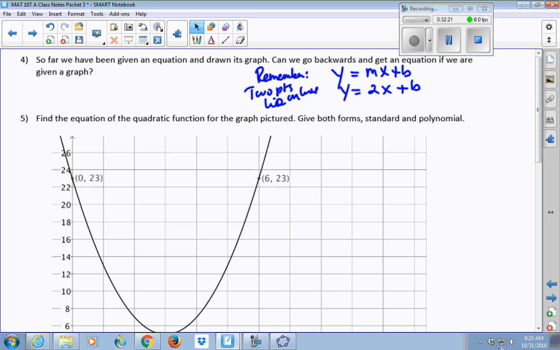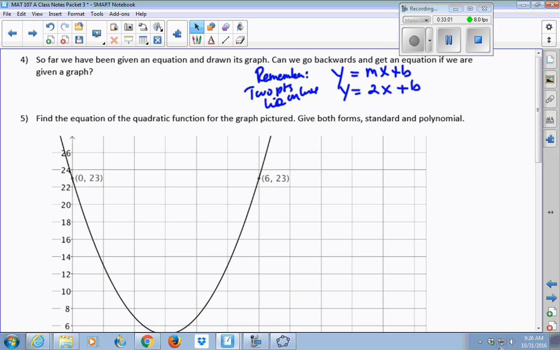How do I find B? How do I find B? What do I do? Right, I take one of the points because not only does each point lie on this line, but it's also a solution to this equation. So you take one of those points, whichever point you want, you put the x value in here for x, you put the y value in for y, and you solve for b. This idea you will be using over and over and over, no matter how complicated these functions become.